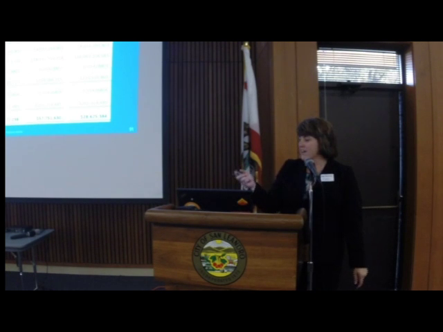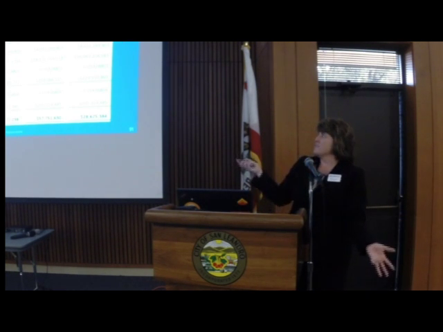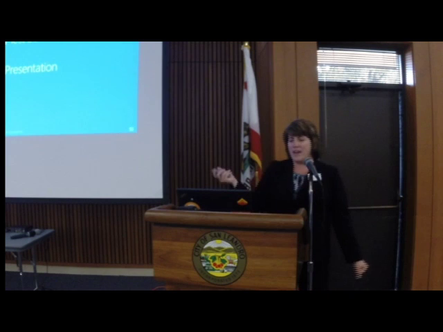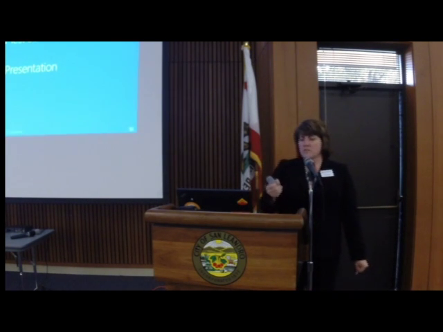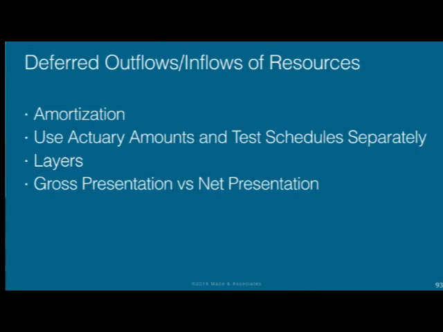Okay, so, as if you haven't heard about deferred inflows and outflows enough today, we're going to talk about them again. Deferred outflows and inflows, you have 4 things to worry about. You have amortization, because especially if you have any standalone plans, your actuary may or may not give you the information you need. You may have to do the amortization yourself. How do you amortize it? What's the basis? What do you do each year?